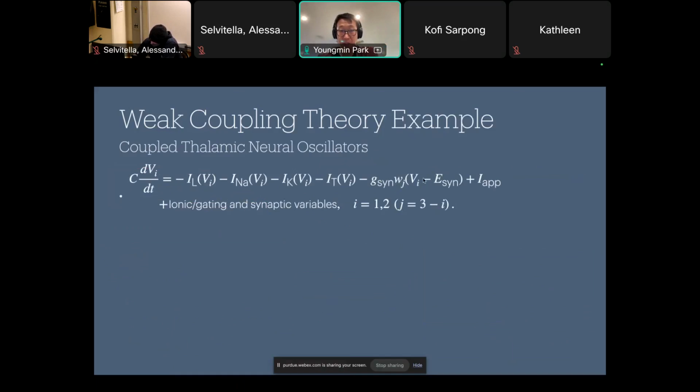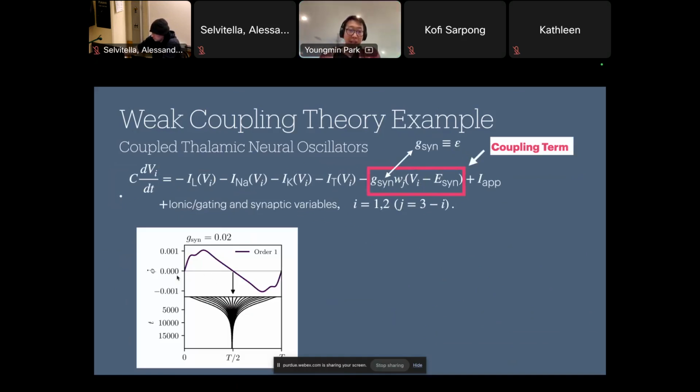There's a synaptic coupling term that's coupled to the other oscillator. And there are some other variables for ionic, gating and synaptic variables that I won't write down for now. But here's the coupling term. And Gsyn, the synaptic conductance, you can just think of as epsilon.